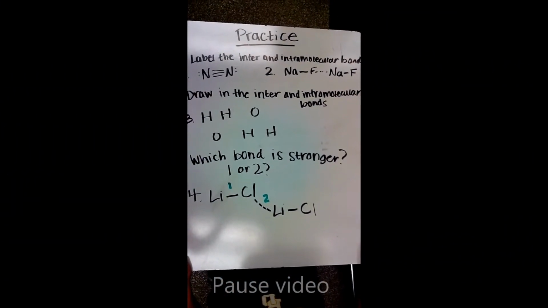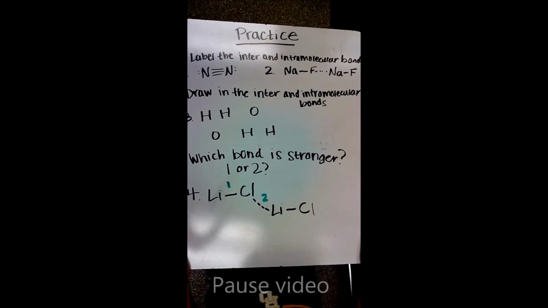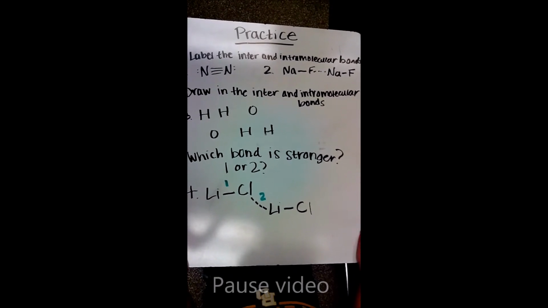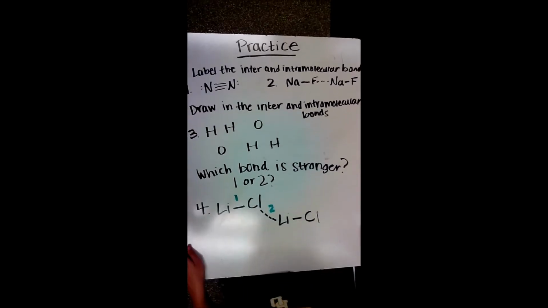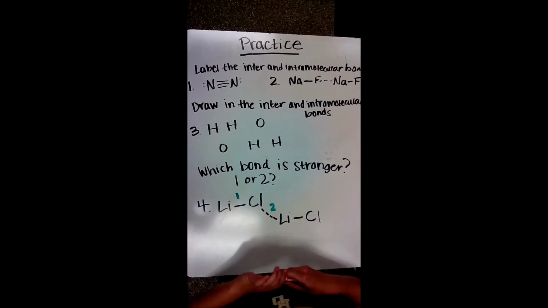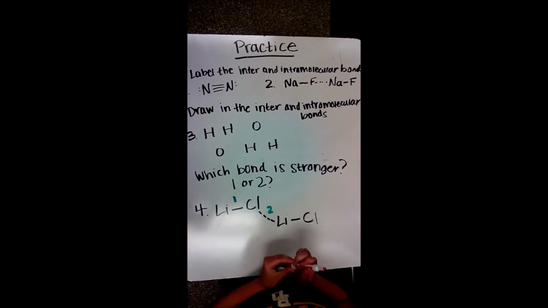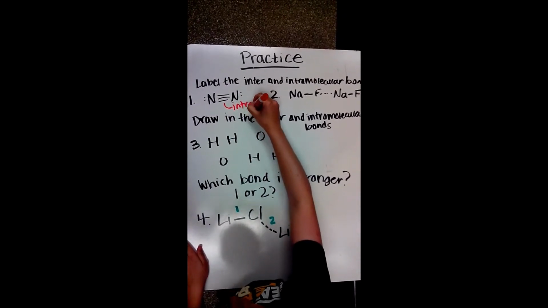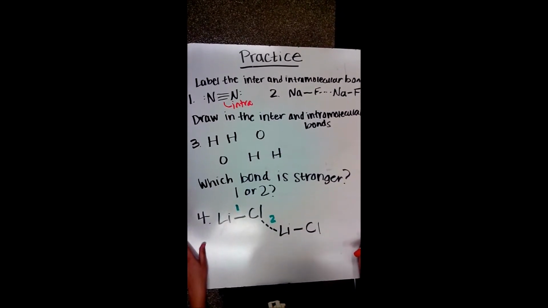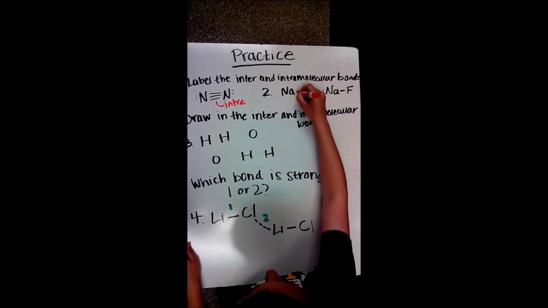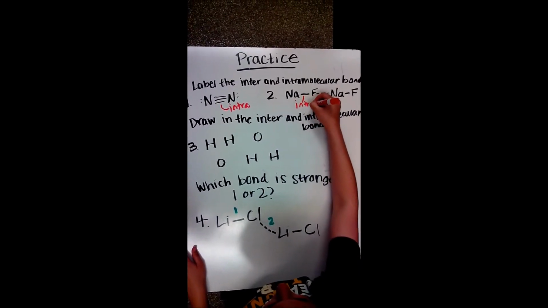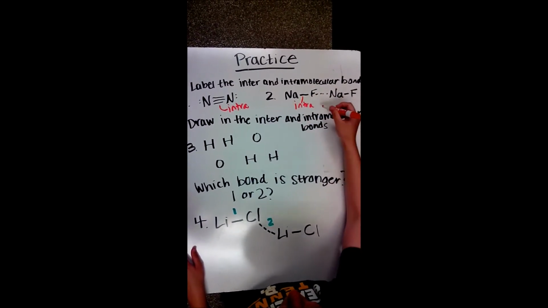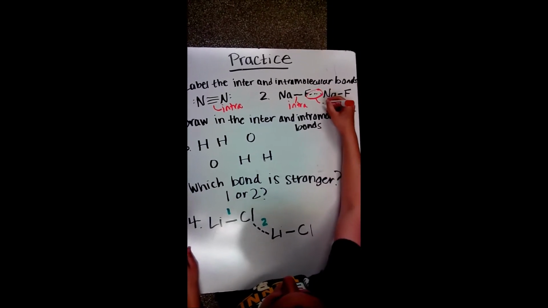Now pause the video and try these practice problems on your own. Now let's review the answers. In number 1, this would be an intramolecular bond because they're solid lines. In number 2, this would also be an intramolecular bond because of the solid line. And here we have a dotted line, so that's going to be inter.